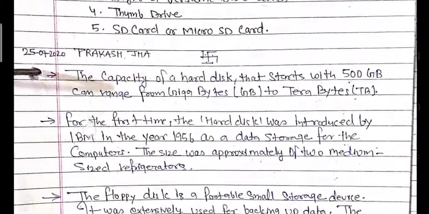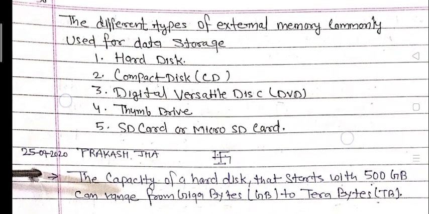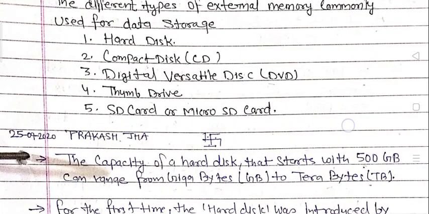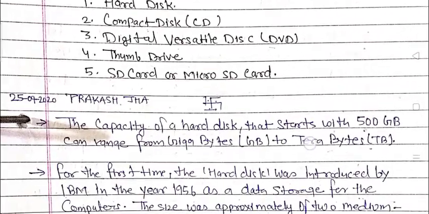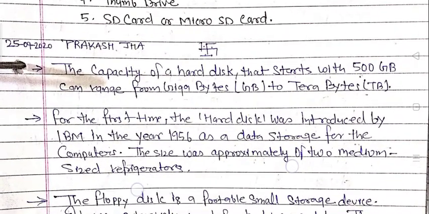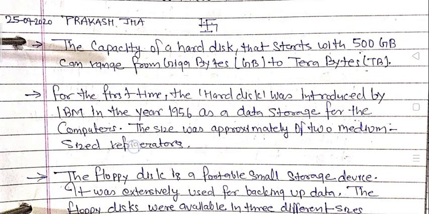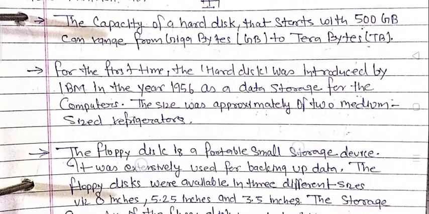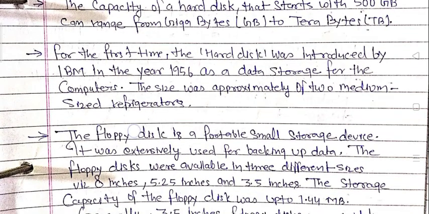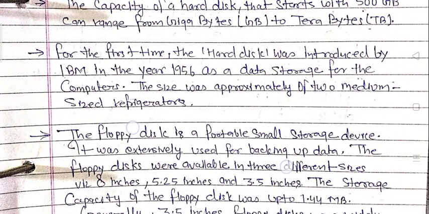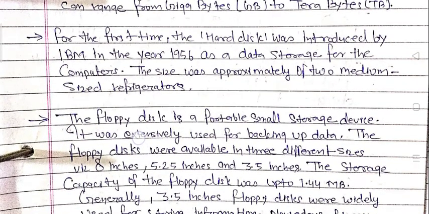The different types of external memory commonly used for data storage are: hard disk, compact disk, CD, digital versatile disk, DVD, thumb drive, SD card, or micro SD card. The capacity of a hard disk starts at 500 GB and ranges from GB to TB. The hard disk was first introduced by IBM in the year 1956 as a data storage device for the computer. The size was approximately that of two medium-size refrigerators.